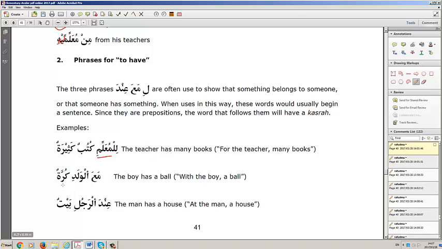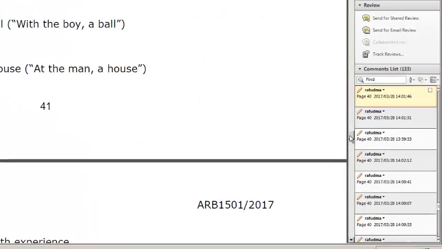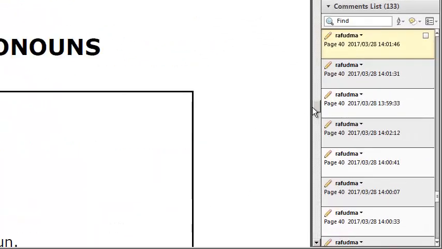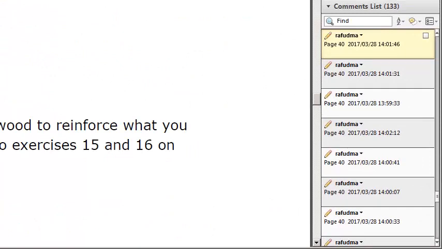Ma'al waladi kurah. With the boy is a ball. The boy has a ball, in other words. Indar rajuli bayt, with the man is a house. In other words, the man has a house. All these words, inda, ma'a, lil, indicate possession. And then I think that does it for this particular lesson. Thank you.